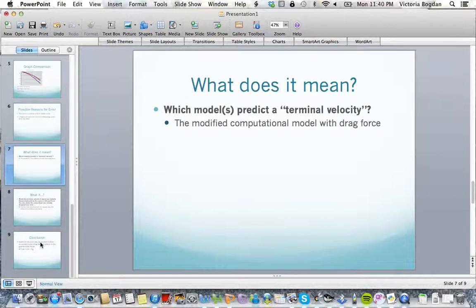So what does it mean? Which model or models predict a terminal velocity? And this would be the modified computational model with drag force, because it includes terminal velocity, which is when the sum of the drag force is equal to the downward force of gravity.